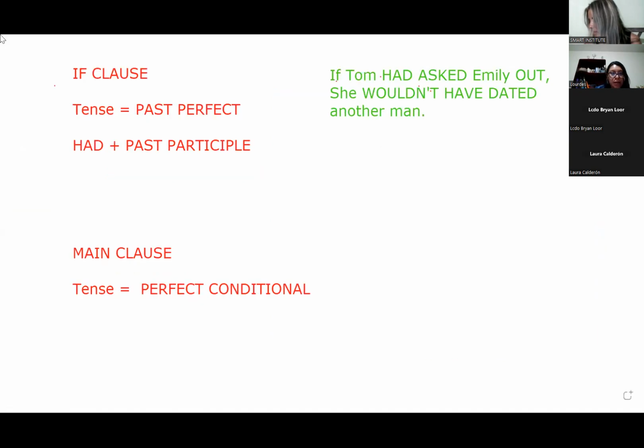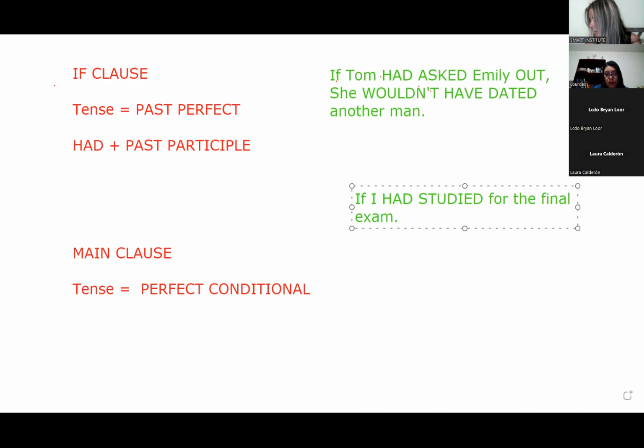Yes, that's correct. If I had studied. So you have the past perfect here. If I had studied for the final exam, I wouldn't. So remember that the past is positive in this case because I failed. If you're going to make an opposite idea, you change that for negative. I wouldn't have failed it.